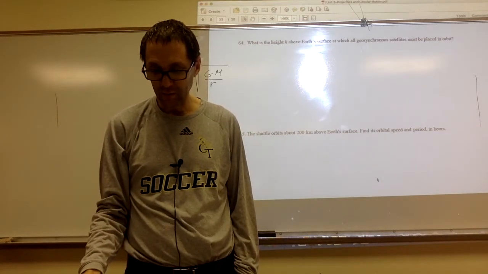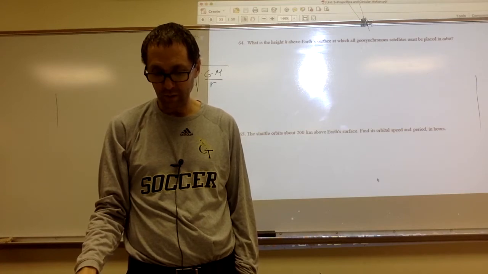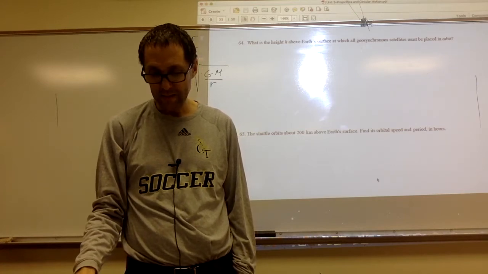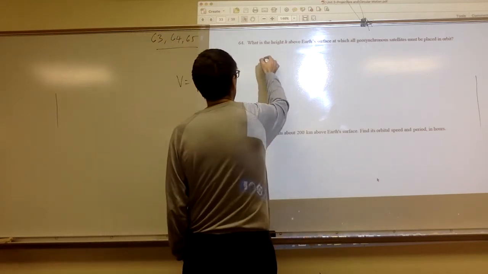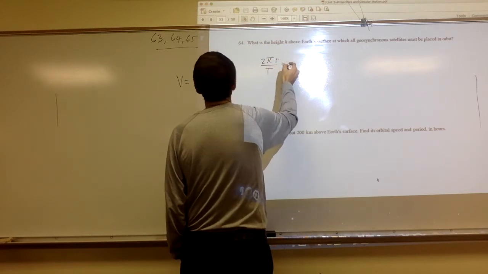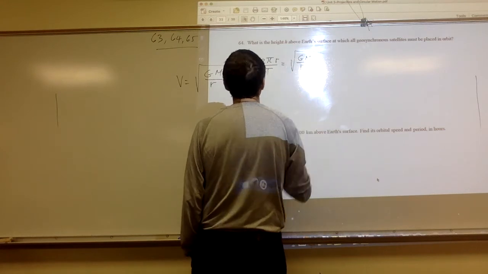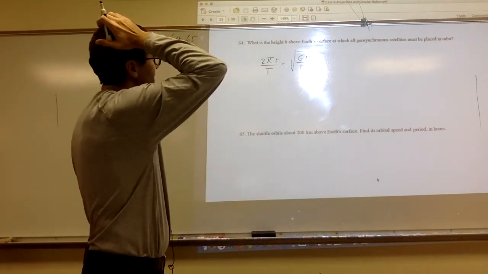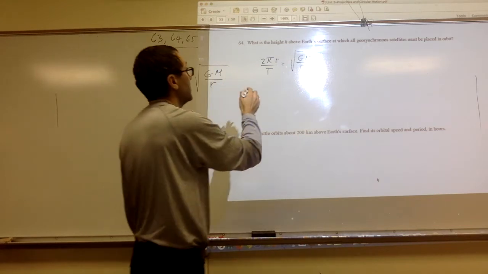Actually, I think we should maybe find their speed. Yeah, I think this one is better if we do it with the third law. Yeah, this is a tricky one. It's going to take a while. So let's try it. 2 pi r over t is the speed, and that's also equal to the square root of GM over r, right? And this is actually what I used to prove the third law. It's going to be a pain.